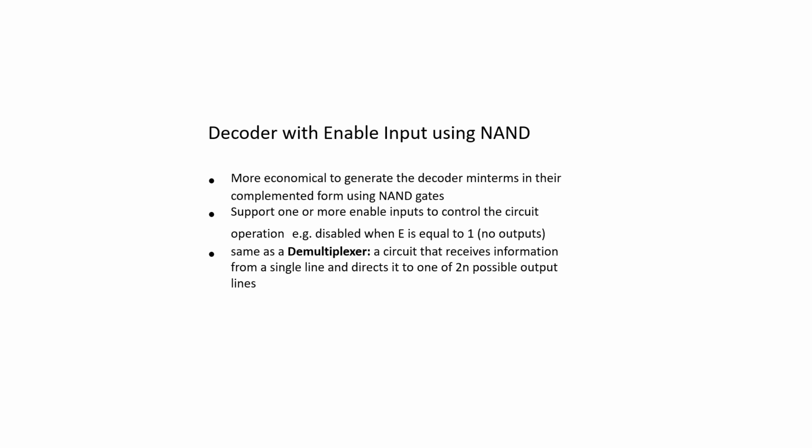Actually, the demultiplexer is another device that you're going to use, and we will illustrate what is meant by demultiplexer at the end of this slide. The meaning of demultiplexer is a circuit that receives information from a single line, and only one single line, and directs it to one of 2^n possible output lines. So this means that if you need to transfer information from a single line, you can distribute this information to up to 2^n possible output lines, and we're going to discuss this in the next slides.